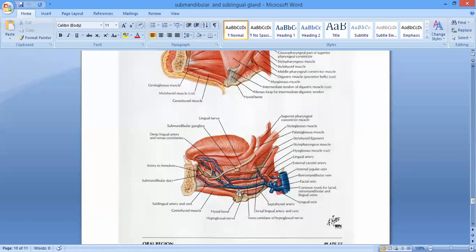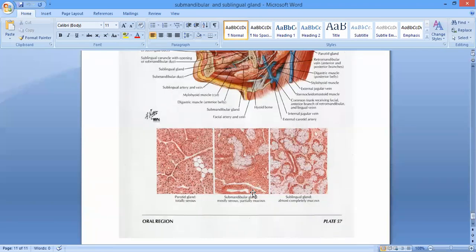So as far as the structures which are in relation with the deep part of the submandibular gland, तो उसके laterally क्या पड़ा होगा जी? The mylohyoid muscle, medially इसके hyoglossus muscle है, superiorly the lingual nerve along with the submandibular ganglion over there, and inferiorly इसके we have got the hypoglossal nerve running. Any problem in the relations, बच्चे? No, sir.